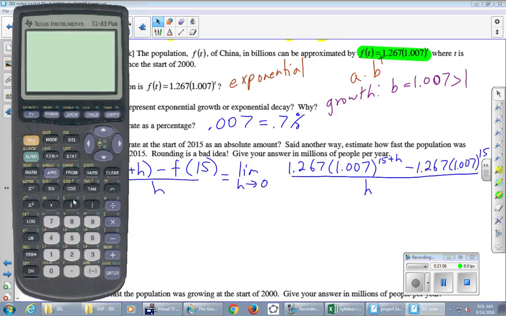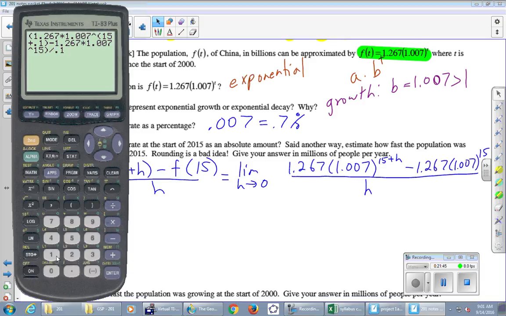Okay, so I'm just going to type in all of that stuff. 1.267 times 1.007 to the, okay, so 15 plus. Now I'm not going to put h here. I'm going to put a number. But remember, we're sending h to 0. So how about we do something like 0.1? Some number close to 0, minus 1.267 times 1.007 to the 15th power. Close parentheses, divided by h. What is h here? 0.1 is the h that I picked.